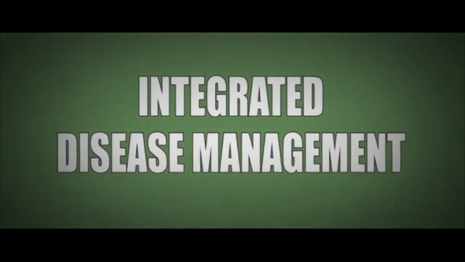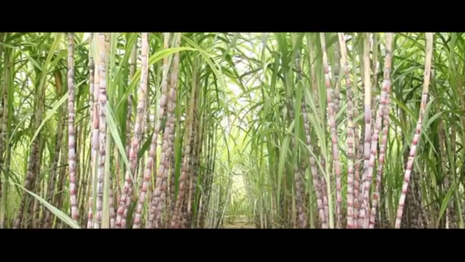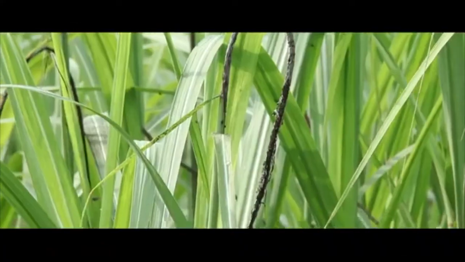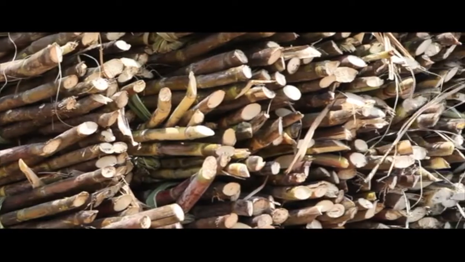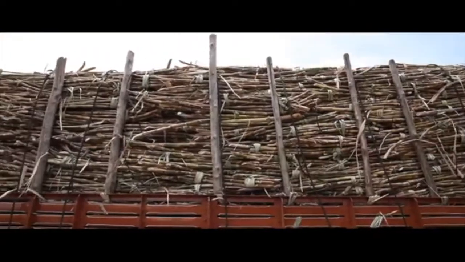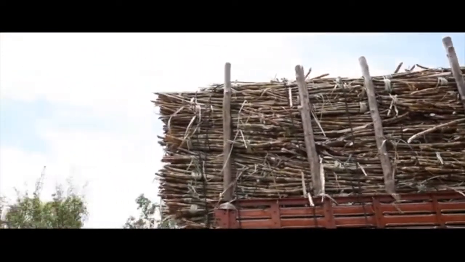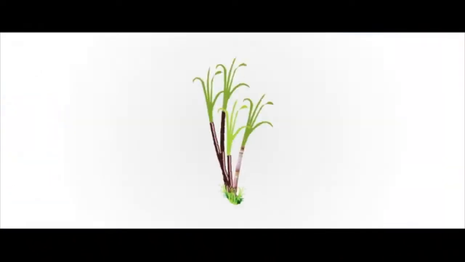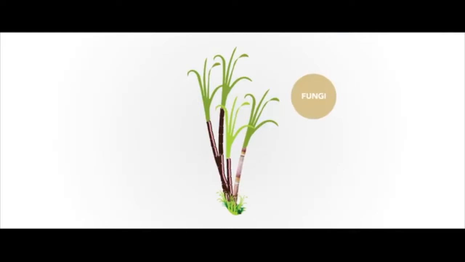Integrated disease management in sugarcane. Sugarcane crop is affected by a number of diseases. It is estimated that the loss in cane yield caused by disease ranges from 15 to 20%. Diseases in sugarcane are caused by various pathogens, namely fungi, bacteria, viruses, and phytoplasmas.